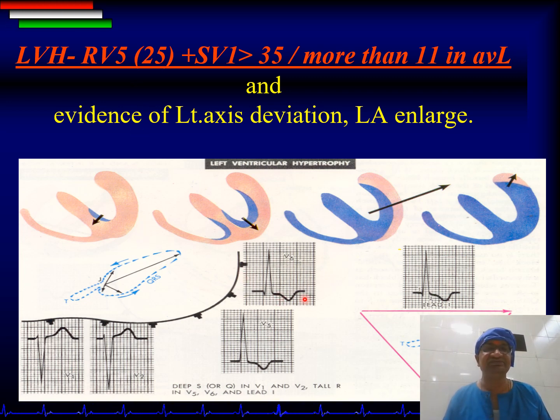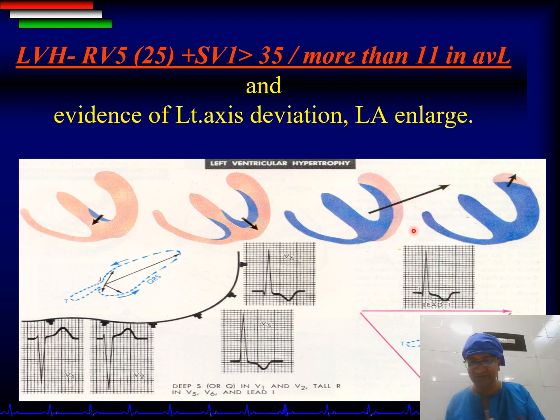S in V1 plus R in V5, or R in V5 plus S in V1. Yes, V1 is more than 35. Here it is 1, 2, 3, 4, 20. Here 1, 2, 3, 4, 20 plus 20, 40. R in V5, yes, V1. You add this. If it is more than 35, then it is called LVH. And if in a single lead, aVL, it is more than 11, what are the other evidence to say LVH?